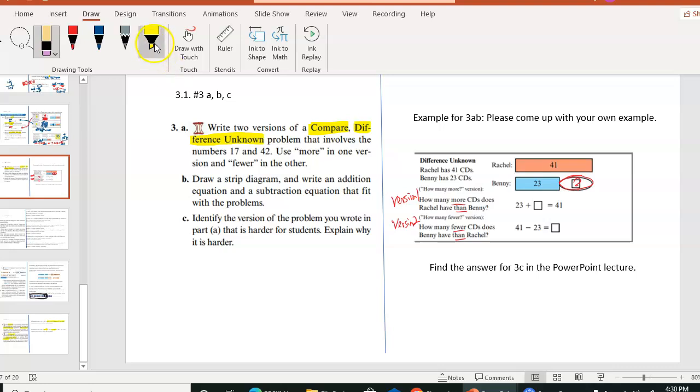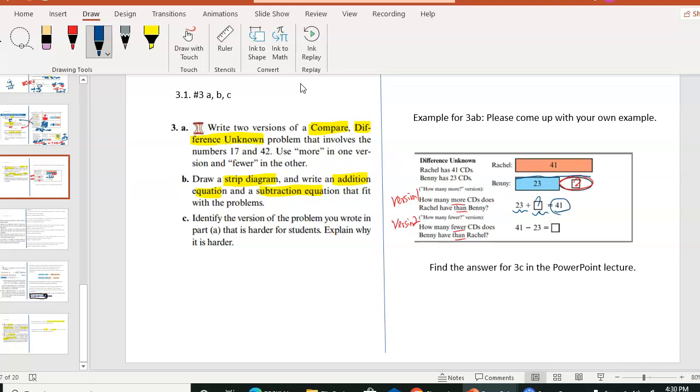They also want us to write an addition equation and a subtraction equation. The subtraction equation we already did: 41 minus 23 equals what? For the addition equation, you can see Benny's paper strip, 23. Add this shorter part, the missing part. Together, the rectangle and the oval equal the long rectangle, 41. So the shorter rectangle plus the oval question mark equals the long rectangle.